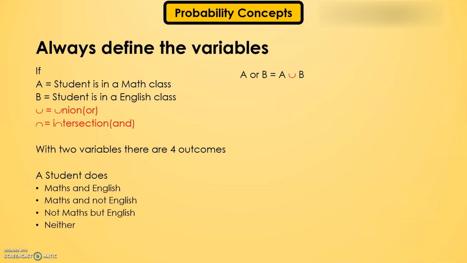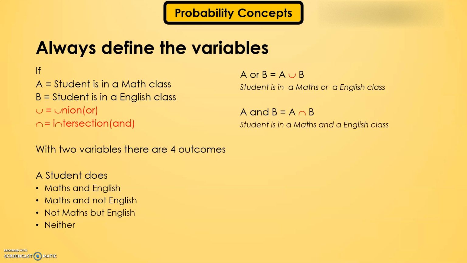So there's A or B. So, or the union of A and B means that a student is in maths or English. We have A and B, or the intersection of A and B means that a student is in maths and in English. So notice the subtle differences between the implication of and or. So with or, that includes people who do maths and not English, as well as the people who do maths and English.